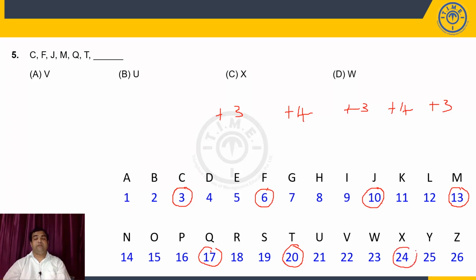20 plus 4 is 24. Your answer should be X. So X is which option? That is your option C. So answer to the question number 5 is X. That is your option C. Okay, so I have to just see the pattern. Plus 3 plus 4 plus 3 plus 4. Alternately it is. Right?